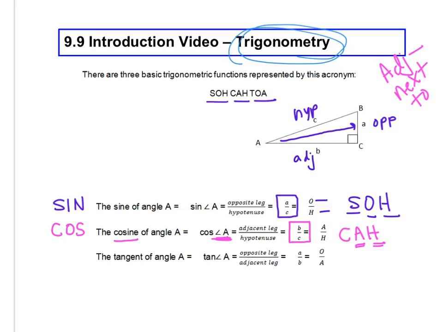All right, our last one is the tangent. Tangent on your calculator is the tan button. Tangent of angle A, we take the opposite leg or side over the adjacent side. So again, here's angle A. We already have this labeled. Here's our opposite side, and we know the adjacent side is B. So it's going to be A over B. So here is A over B, and that is the TOA. Tangent is opposite over adjacent. So of course we're going to do some example problems with this, but that's what SOHCAHTOA means.